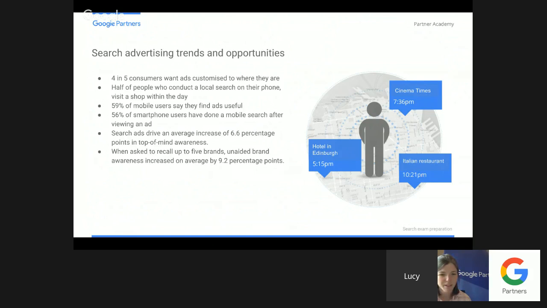59% of mobile users say they find ads useful. 56% of smartphone users have done a mobile search after viewing an ad. So the one about mobile users saying they find ads useful, it's amazing how many people, when I'm teaching these courses, say, oh, but I never click on ads. And a lot of people, because Google makes the ads so relevant and they incentivize advertisers to make sure that the ads are relevant to the thing that the person has searched for, I think a lot of people don't notice that the ads are ads, and they end up clicking on them.